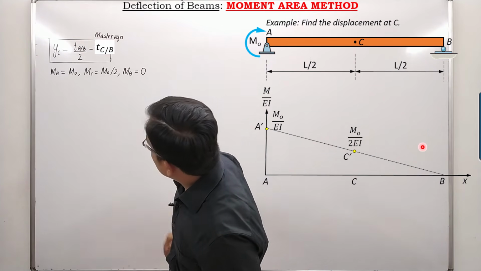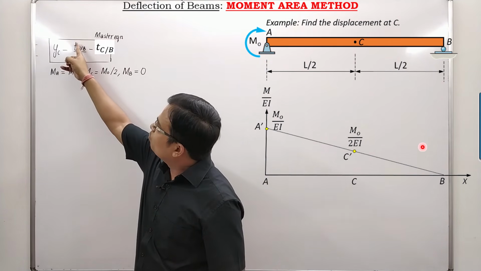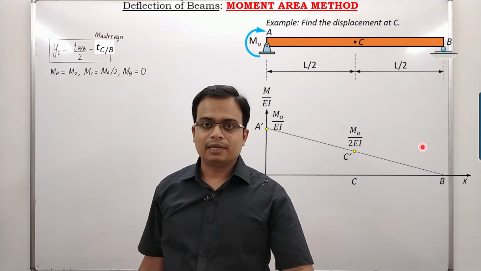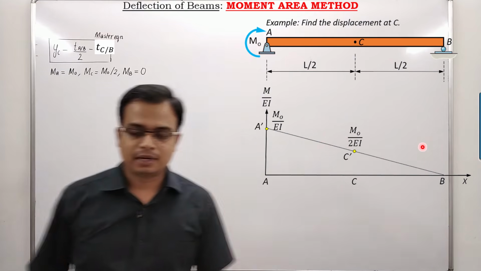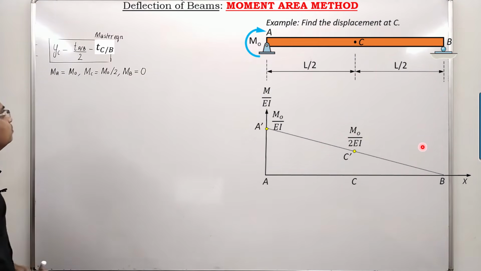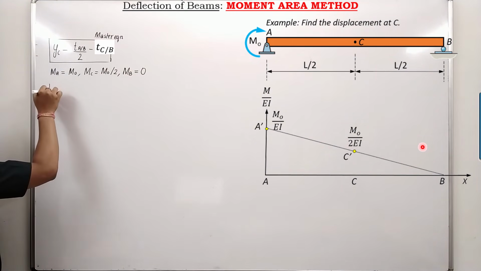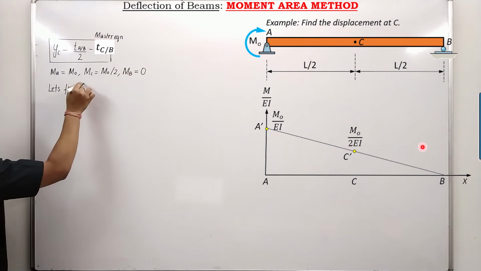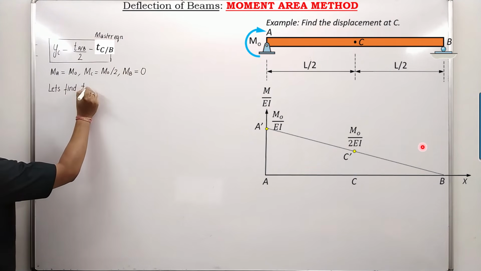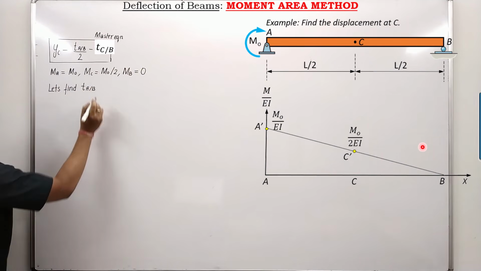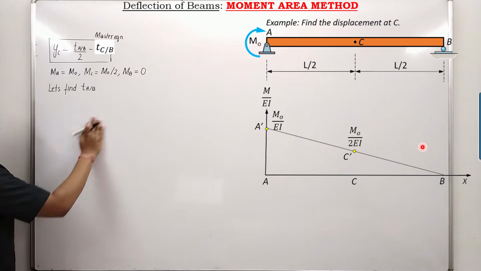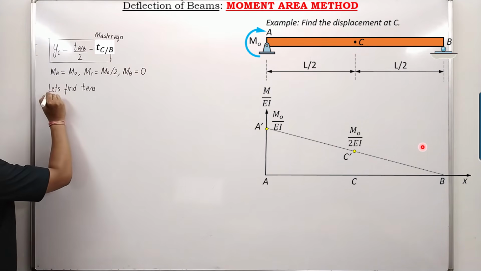Because for calculating both of these T's, we need to apply the second moment area theorem, that is the displacement theorem. Let's find TAB. You need to find TAB first of all, and then only you can proceed. Okay, how to go ahead? Let's find TAB.